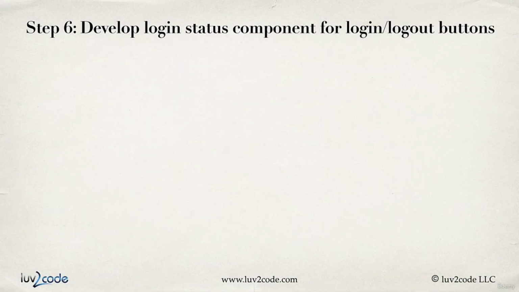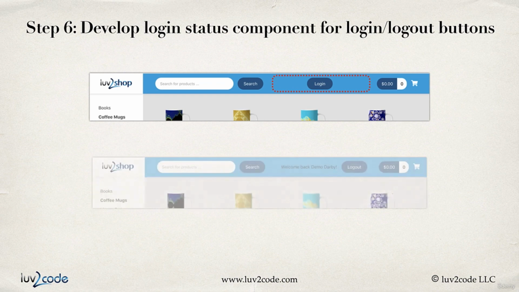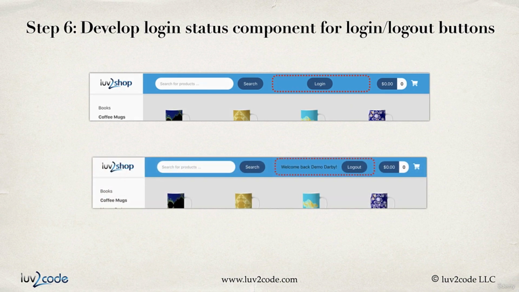Now in step 6, we're going to develop a login status component for the login/logout buttons. At the top of our application, we'll have this login status component. If the user's not logged in, we'll give them a login button. Once the user logs in successfully, then we'll welcome them back by name, and then we'll also give them a logout button. So the buttons will change depending on the user's logged in state.